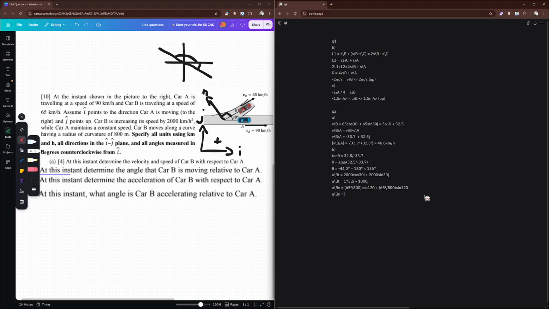Oh wait, sorry, this is in meters. This is supposed to be 0.800. So we'll just times this by 1,000 quickly. Negative 2641. Negative 2641 I. And also I should be attaching I and J to these. And then let's see, the second one is 65 squared over 0.8 times sine 120, which is plus 4574J. Okay, so we have ABT and ABN.